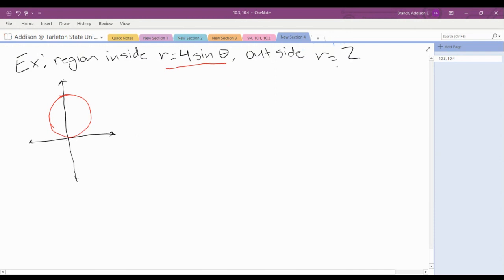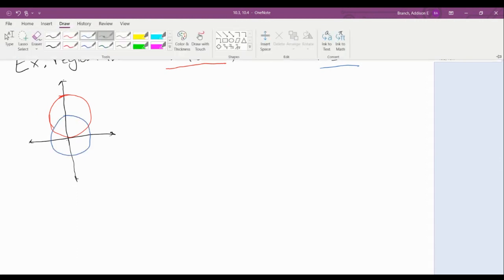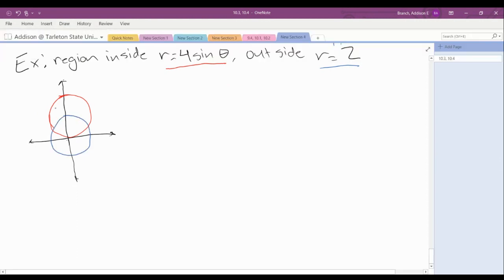And then if we have our r equals 2, we have a circle centered at the origin with the radius of 2. So therefore, the section that we want to find the area of is this section right here. When we think about this and we have our area formula, it's essentially taking this section right here. We want to figure out this section right here.